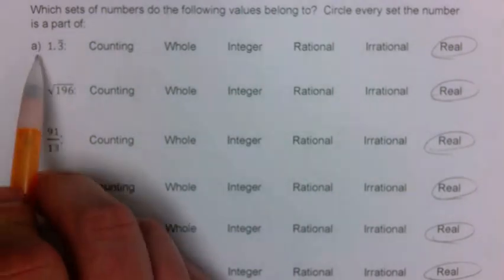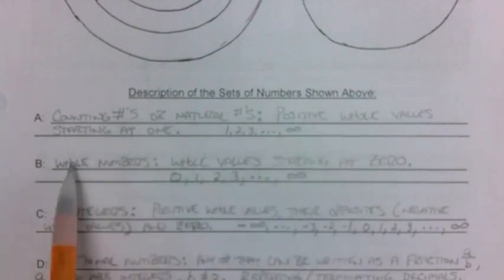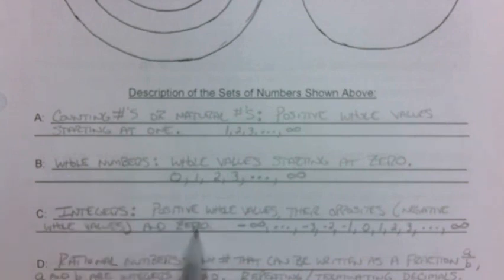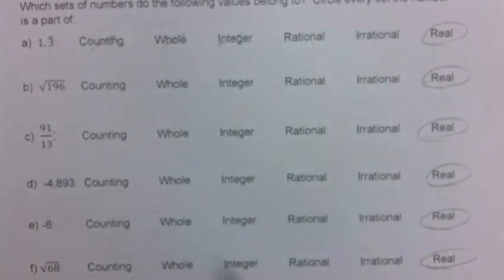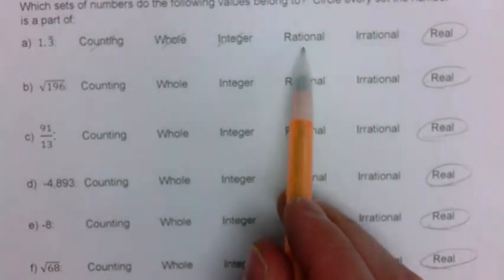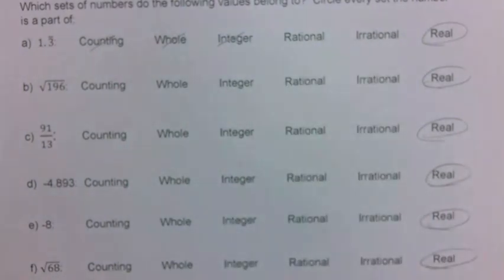So letter A, 1 and 3/10 repeated. If we remember from our list that we had here, counting numbers, whole numbers, and integers all had to be whole values. Counting numbers, whole values. Whole numbers, it says it right there, whole values. Integers, positive whole values, negative whole values, 0. Since 1 and 3/10 repeated is not a whole value, I know it's not counting, whole, or an integer. So I really just have to figure out, is this number rational or is it irrational? It can't be both. It's got to be one or the other.